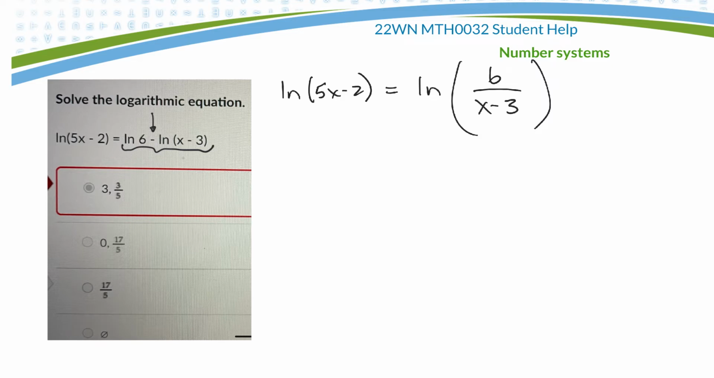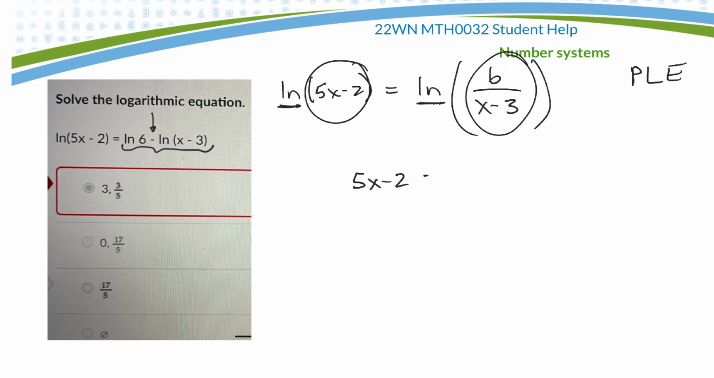Probably 2 out of 5 already on that question. Now, since I'm ln'ing both sides, I can drop the lns. I don't divide by ln. It's just the property of logarithmic equality: if I'm ln'ing one thing and ln'ing another thing, whatever those things are have to be equal to each other. So I can simply write 5x minus 2 equals 6 over x minus 3.